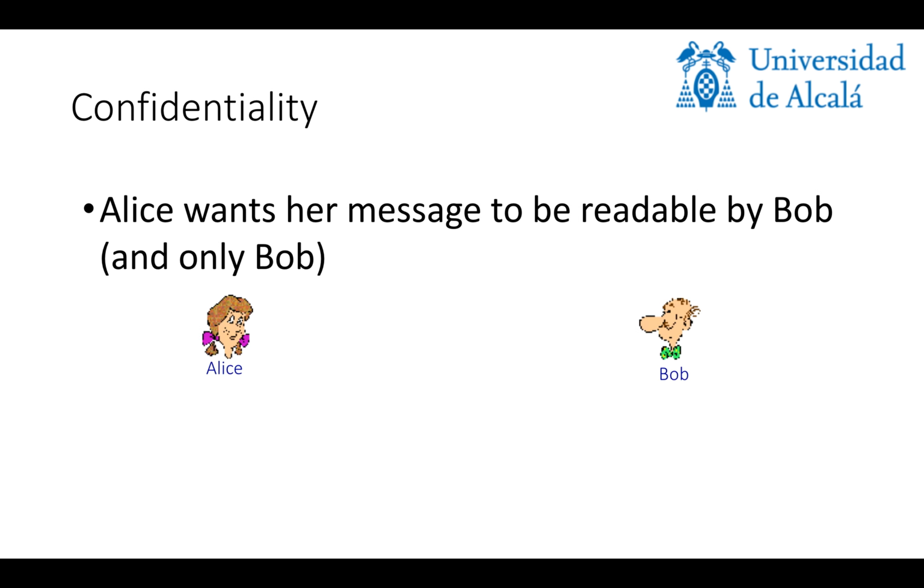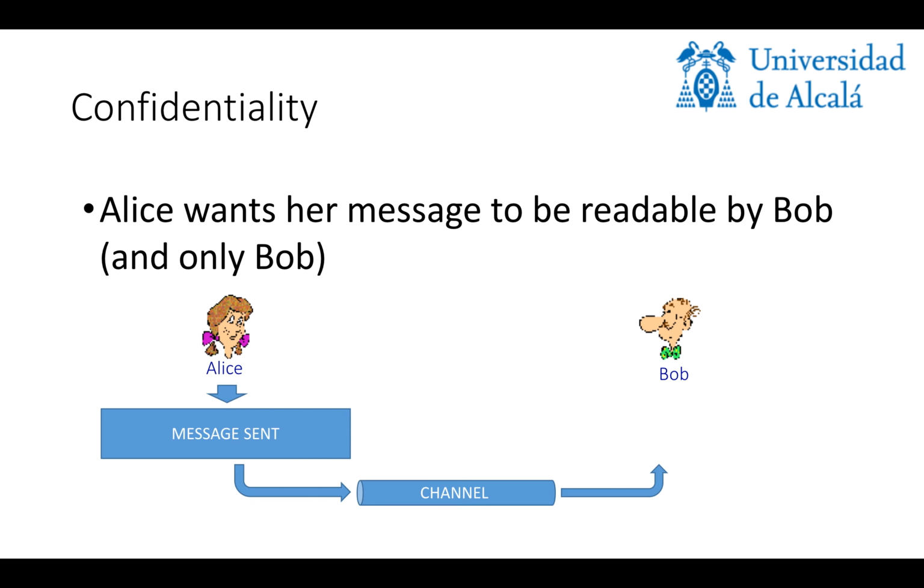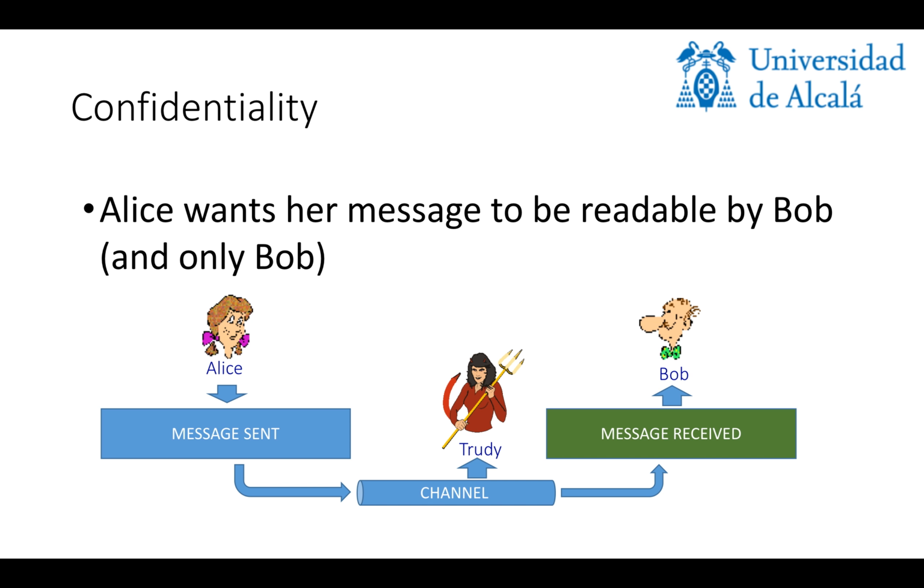First of them is confidentiality. In confidentiality, Alice wants her message to be readable by Bob and only by Bob, no one else. So could Alice just send the message through the channel so that it's received by Bob? Obviously not, because you have there Trudy, and since Trudy can access the channel, she will retrieve the message.